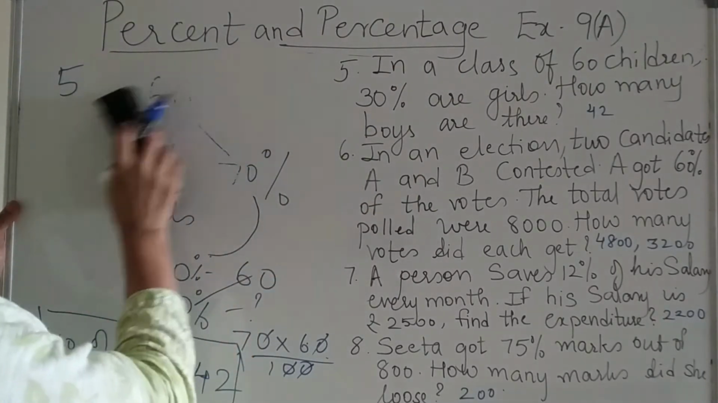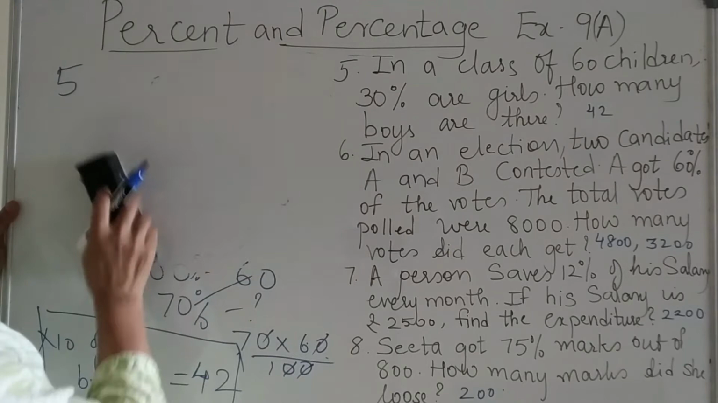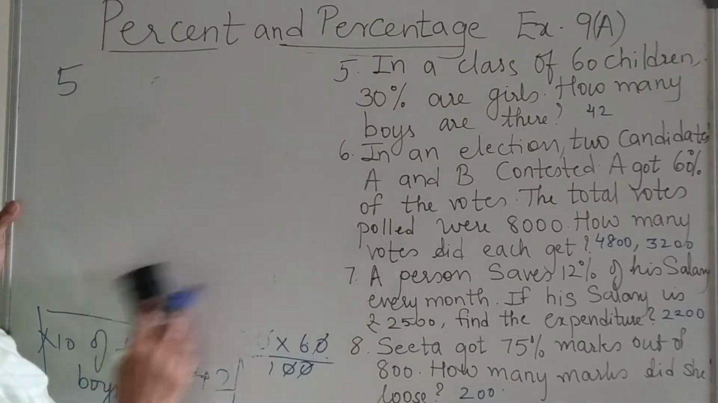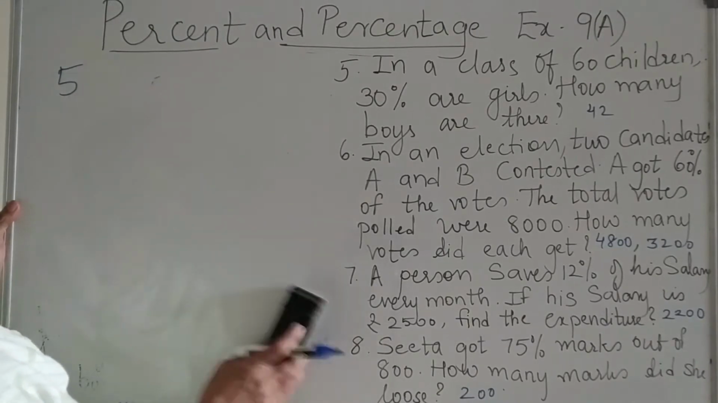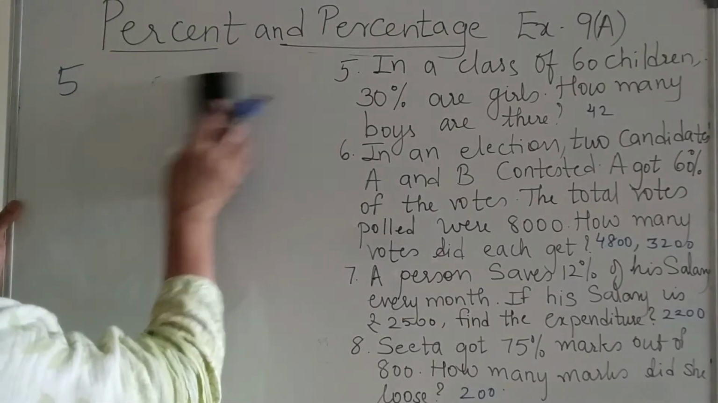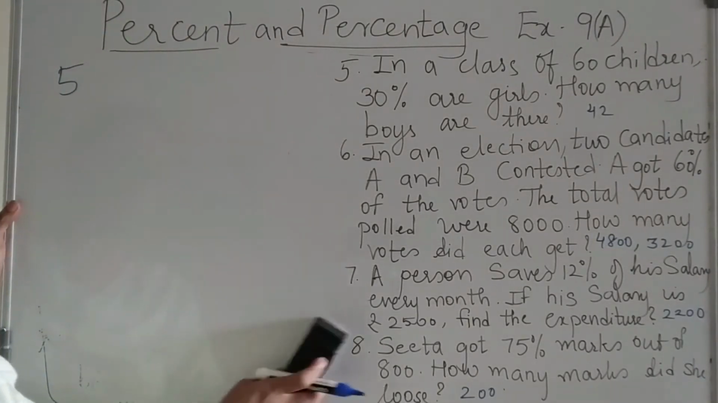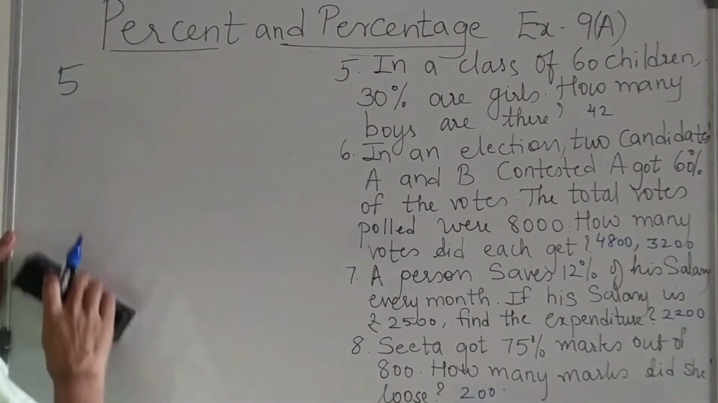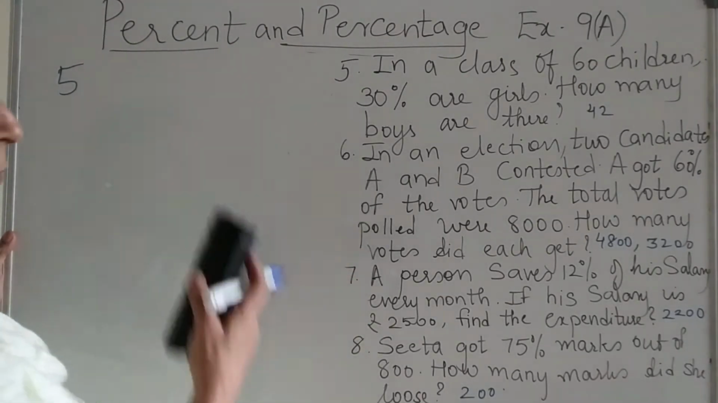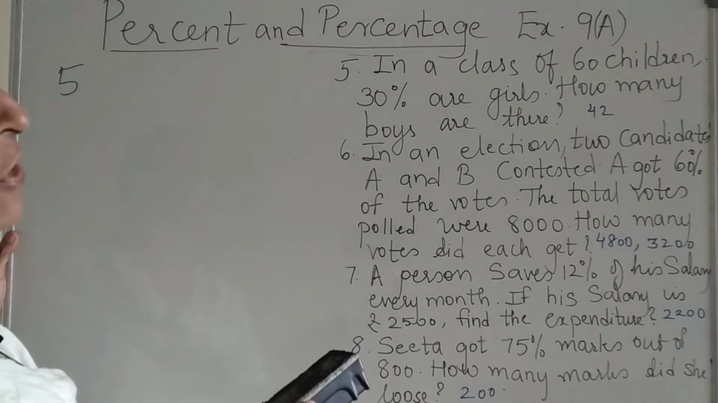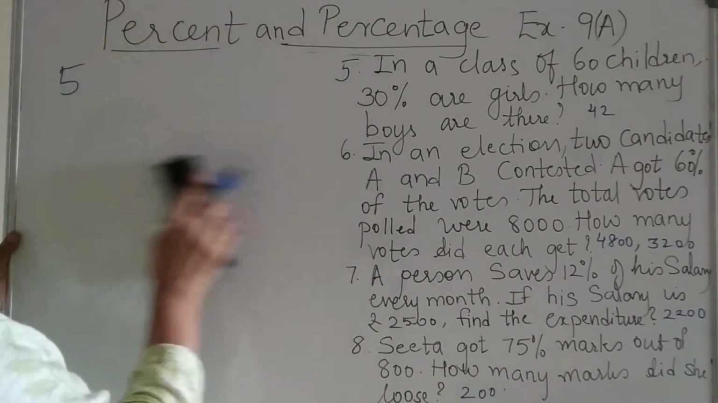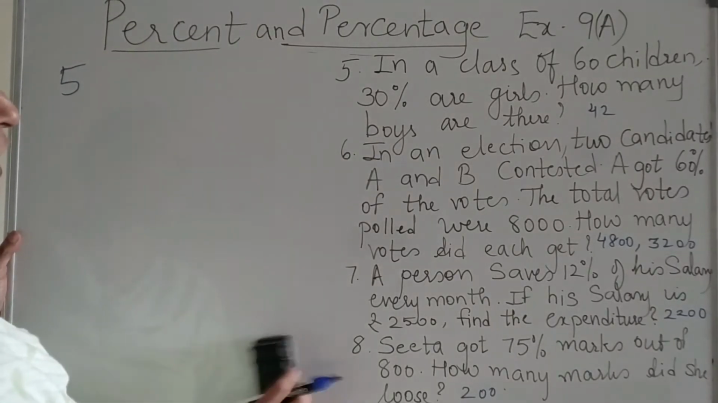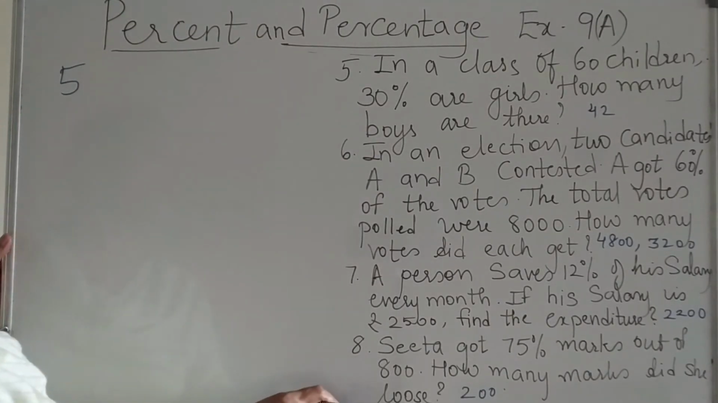Now next is, in an election, two candidates A, B contested. A got 60% of the vote. The total polled were 8,000. How many votes did each one get? Now whenever there are elections, there are many people who contest the election and they get certain votes, and whoever gets maximum votes they win. So let's see who is getting more.